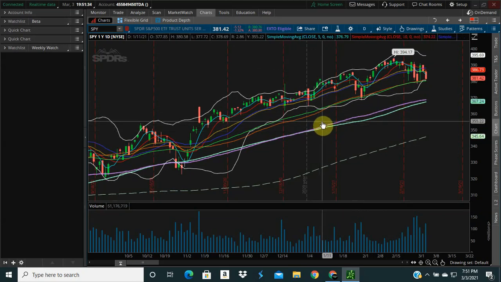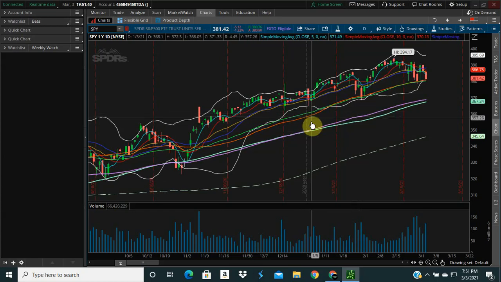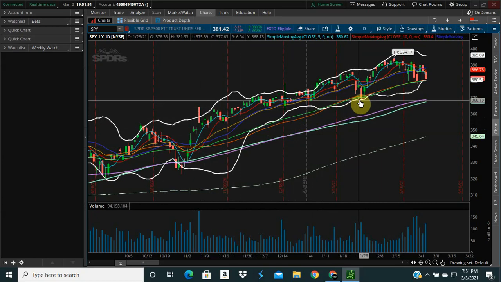So as we can see here, this is our 50-day simple, 50-day exponential. These have been strong demand in the S&P for months, right? Since we crossed above here, we haven't come back down to touch this line. It took all the way till the end of January, right?